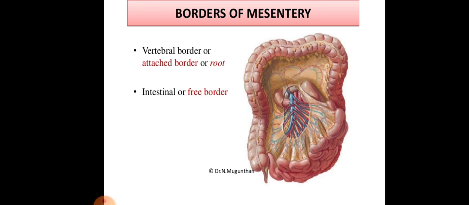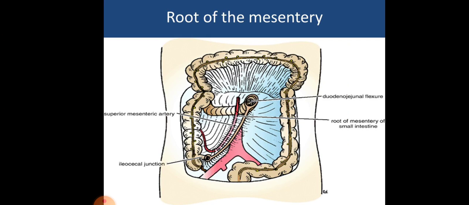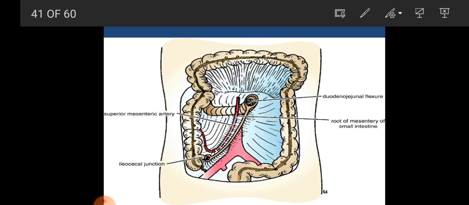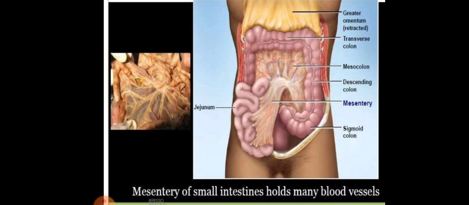So here we can see the borders of mesentery, which has two borders, the vertebral border, which is the attached border, also known as root of mesentery, and the intestinal border, which is enclosing the intestine. It is the free border. So this is the root of mesentery extending from ileocecal junction up to the duodenojejunal flexure. This is the root of mesentery. Here we can again see the root of mesentery.